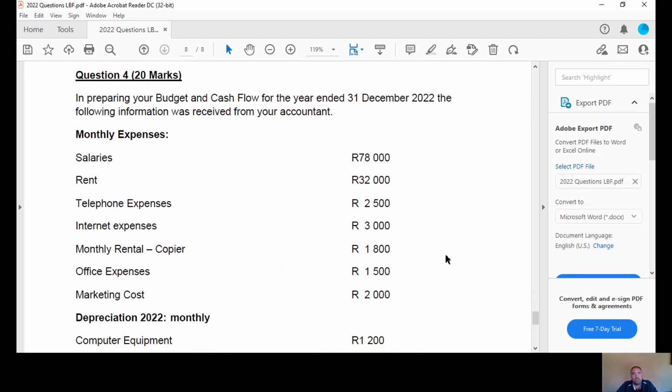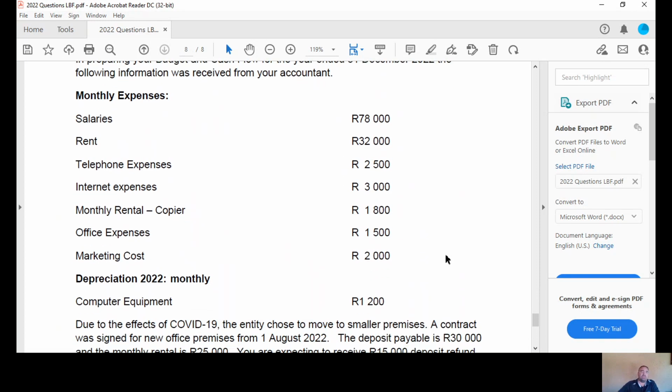So in preparing our budget and cash flow for the year ended 31 December 2022, the following information was received from your accountant. Monthly expenses. So this is very simple. Salaries, is it income statement, cash flow, or is it budget, cash flow, none or both? So basically for all the entries under monthly expenses, they will be budget and cash flow every month. This will look exactly the same. So salary 78 grand every month, rent 32, telephone, internet, monthly rental, office expenses, marketing cost.